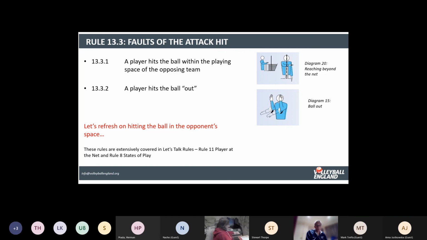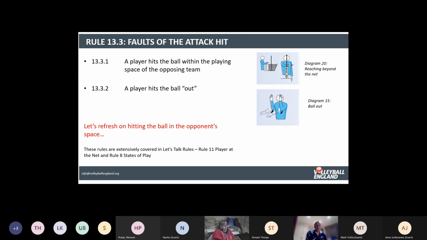So there are 6 faults of the attack hit, and the one we've already talked about a lot is a player hits the ball within the playing space of the opposing team. So this is the fault of reaching beyond the net, diagram 20, and the most obvious one is that the player then hits the ball out. We're not going to consider any videos or situations of a player hitting the ball out. You'll be pleased to know.